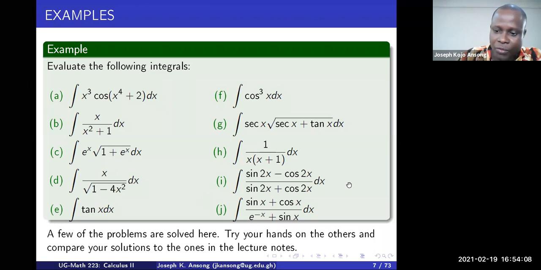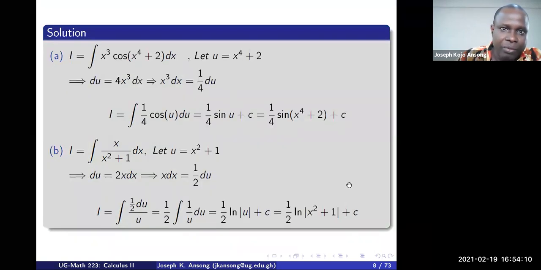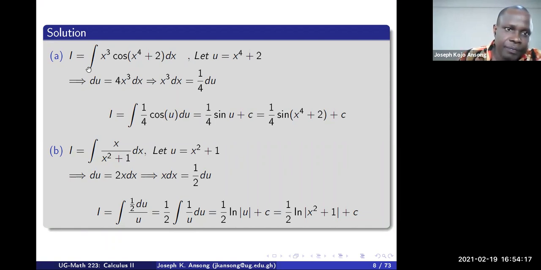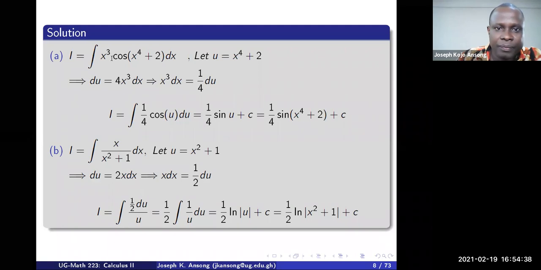Okay, so let's use a couple of examples to illustrate the method of substitution here. So A says I is equal to the integral of x cubed cosine of x to the 4 plus 2 dx. So I'm going to make a substitution for x to the 4 plus 2. I'm doing that because when I differentiate this, I'm going to have the x cubed pop out. All right, that is the point.